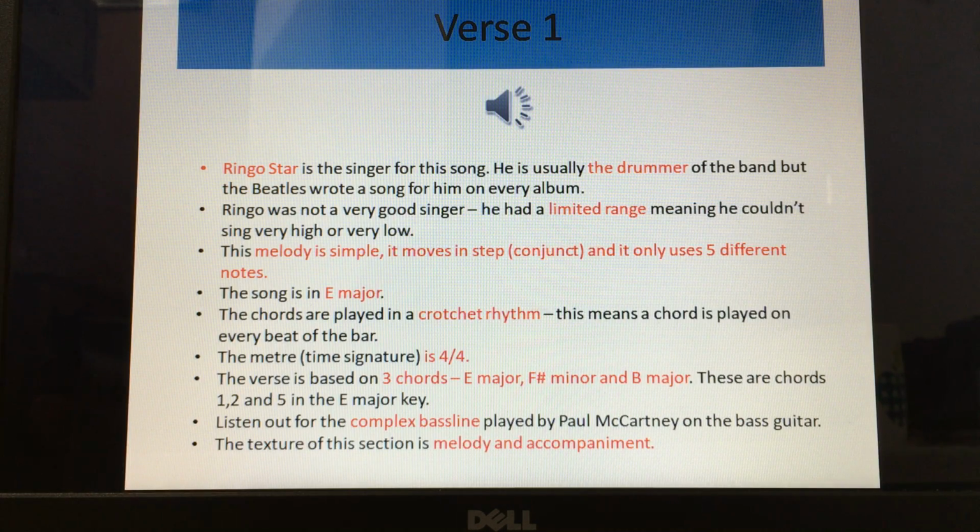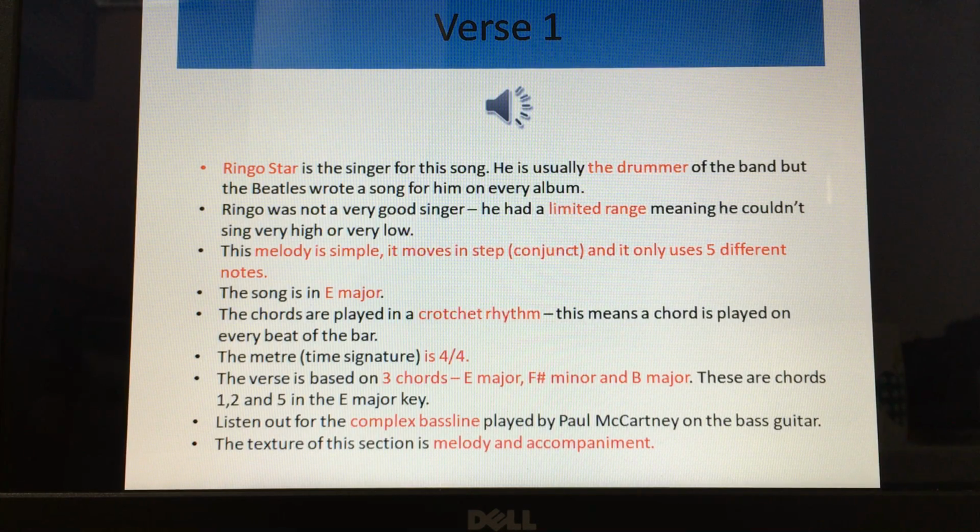So it moves in step. Da da da da da da da da da da. It's not moving in big leaps, it's just moving up and down by one note at a time. It uses 5 different notes, so it's only got a range of a fifth. Okay, the song's in E major at this point, so the beginning of the song is in E major. The chords are played in a crotchet rhythm, which means that there's a chord played on every beat of the bar. So if you clap the beat to the bar, it goes 1, 2, 3, 4.